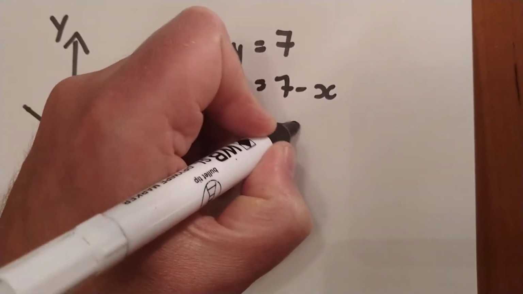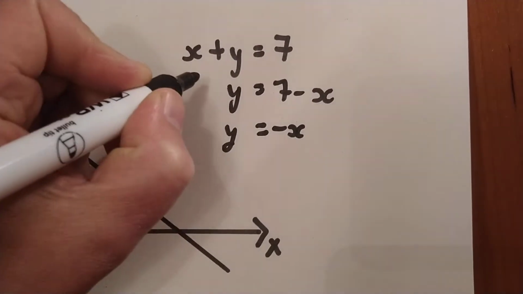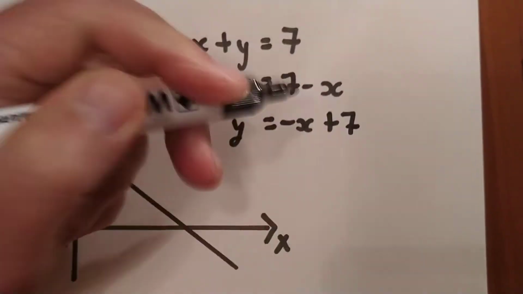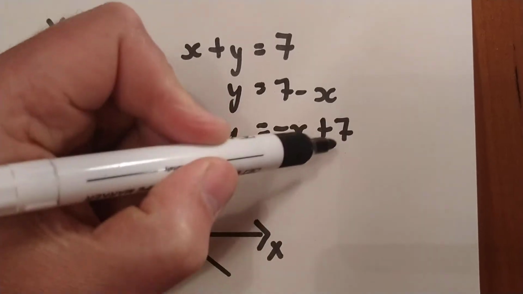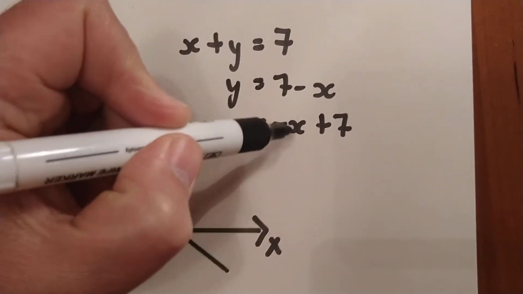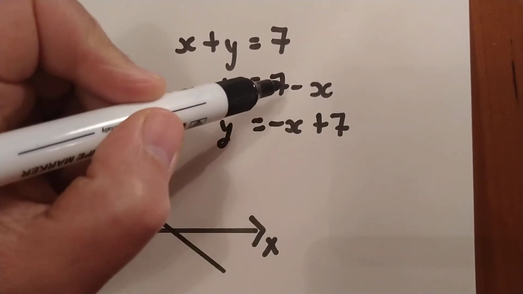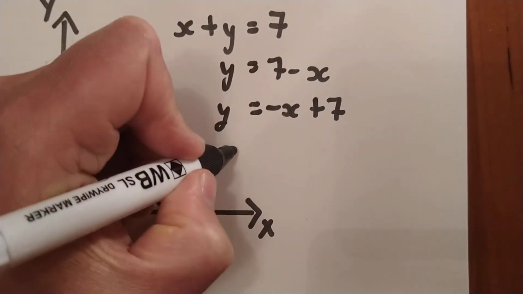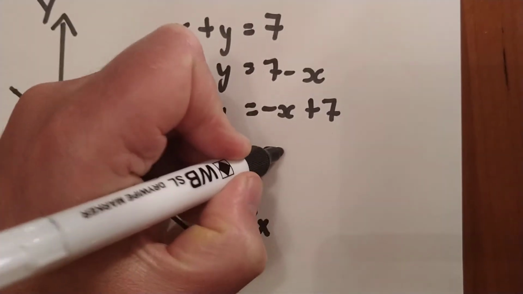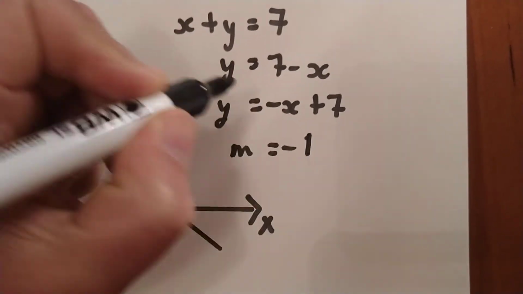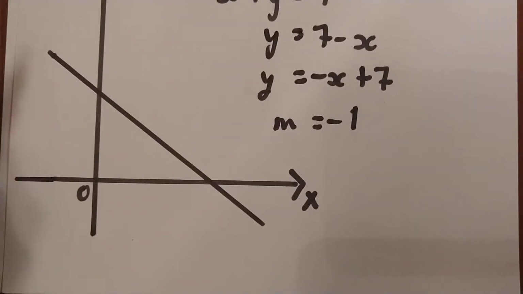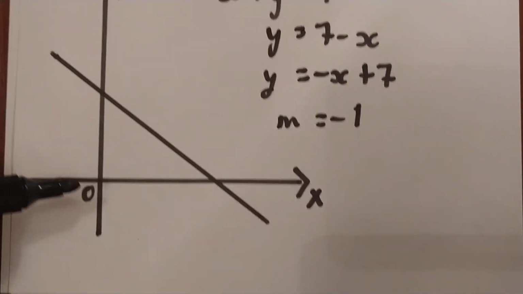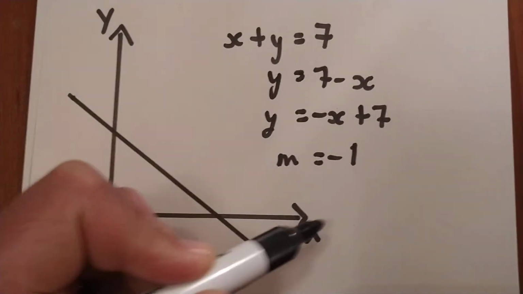Take away x from both sides: y equals negative x plus 7. These two things are equivalent, 7 take away x, negative x plus 7, same thing. But from here, I can say my gradient of my line must be negative 1, the coefficient on the x. And that makes sense, because the line is sloping down from left to right. There's no scale on it, so maybe it's a slightly different scale on the y-axis from the x. That's fine.